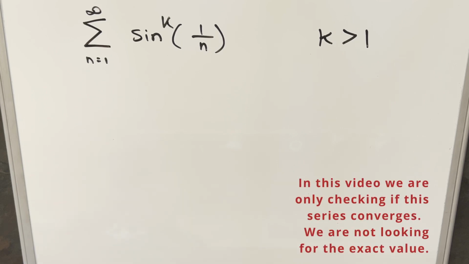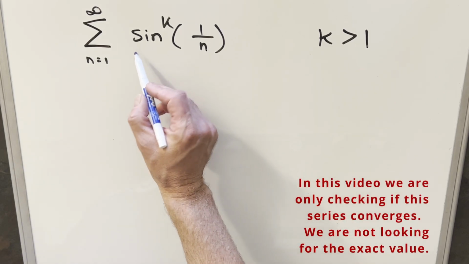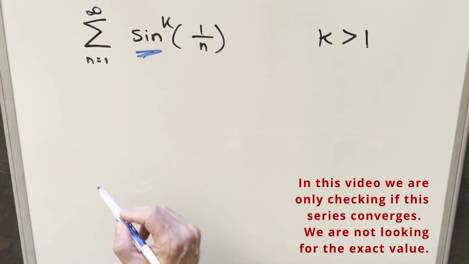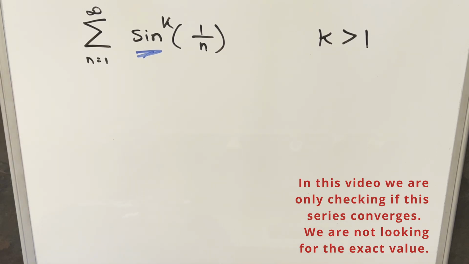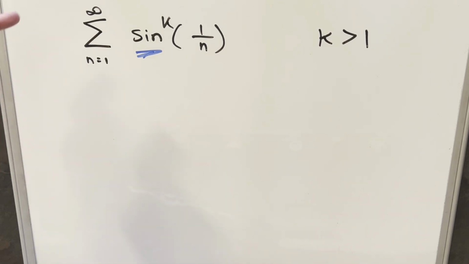So to get started, whenever I have something kind of unfamiliar, like a trig function inside of a sum, I like to do the test for divergence to see what happens when n goes to infinity. If that limit does not go to 0, then the whole thing diverges and we have no other work to do.